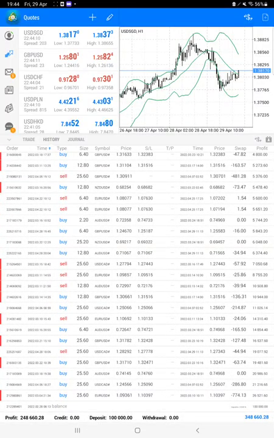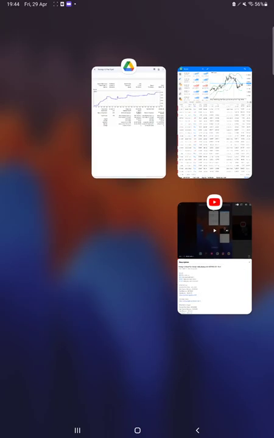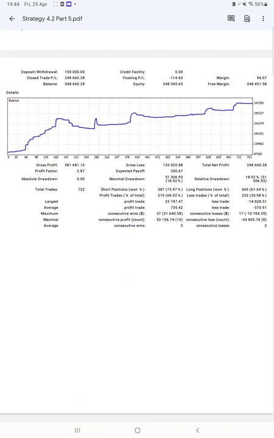So the total profit is $248,000 currently. Here is a current balance, which is $348,000. We can also check the trading account statistics from the statement. Here is a graph, constantly it is growing. Profit factor is 2.87. Total number of trades are 752.